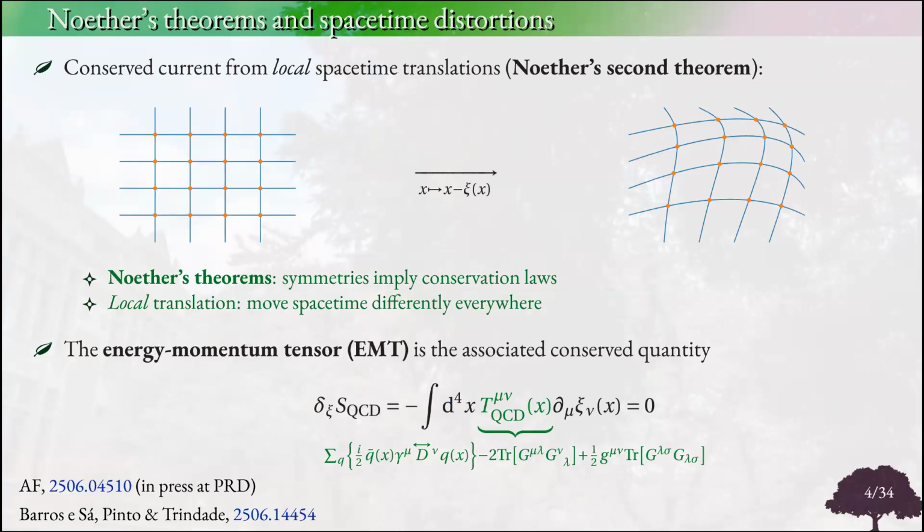It is a conserved quantity associated with symmetry of the QCD action under spatial translations, either global through Noether's first theorem or local through Noether's second theorem. The benefit to using the second theorem with local space-time translations, by which I mean you change the field configuration by moving where it is at each space-time point by a different amount, is that the energy momentum tensor you get by this method is automatically gauge invariant already. So you don't need to do a Belinfante improvement step.